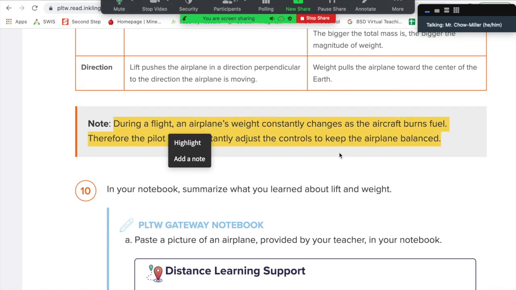And none of these are constant. As you fly, you burn fuel. Your plane gets lighter, so you don't need as much thrust to maintain the same amount of lift that you did when the plane was heavier.